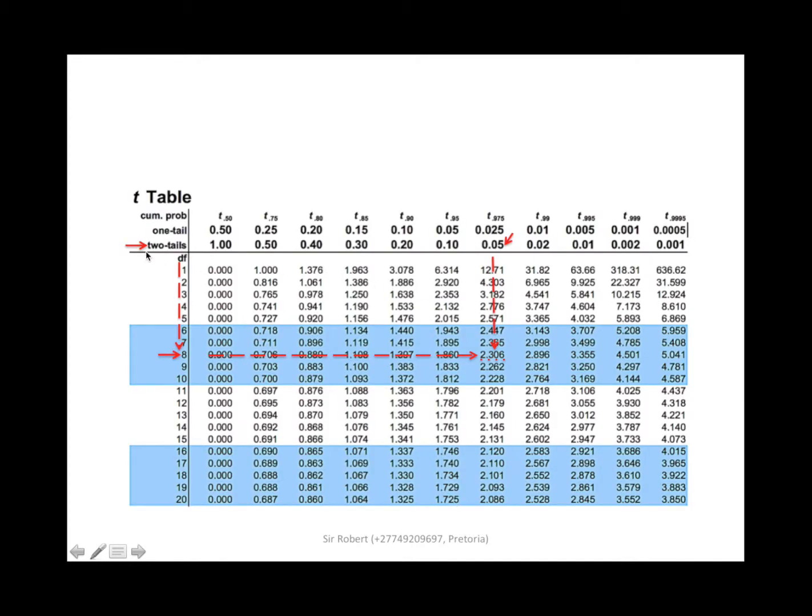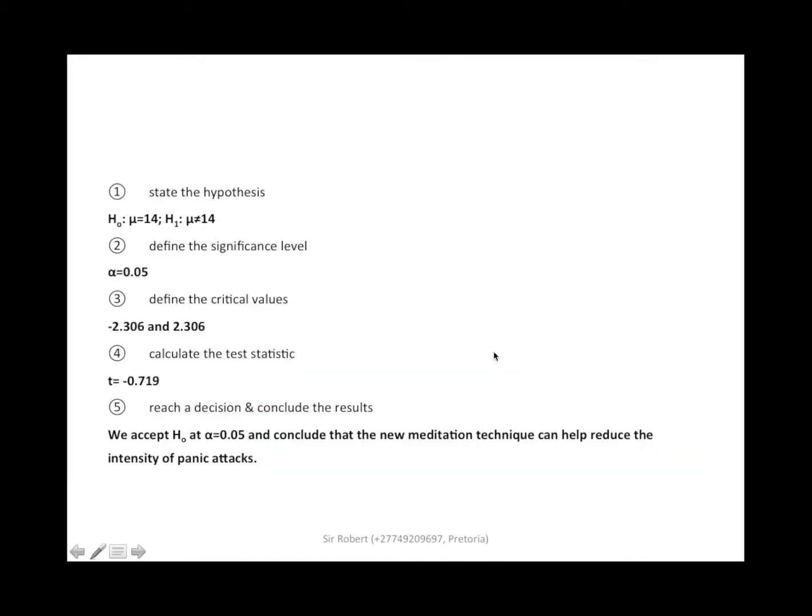Then you go to your tables. Since the two-tailed test is 0.05, you come at 8 degrees of freedom, df. When they intersect here, you get your critical values. So this one is a positive one. Since it's a two-tailed test, the other one will be a negative. So that's why we put these ones. Then we accept.